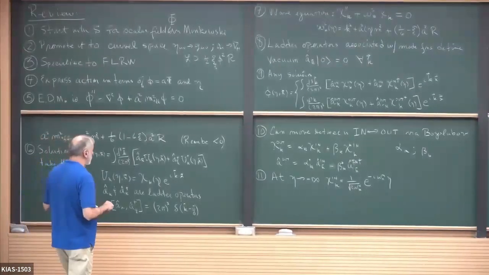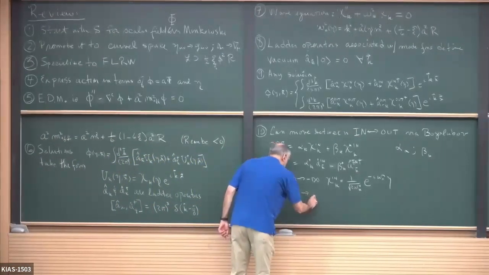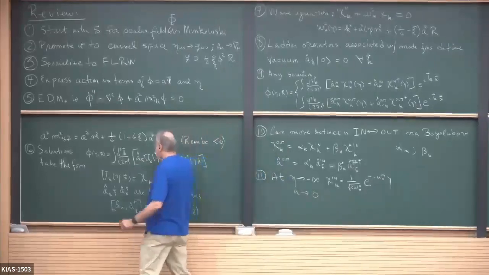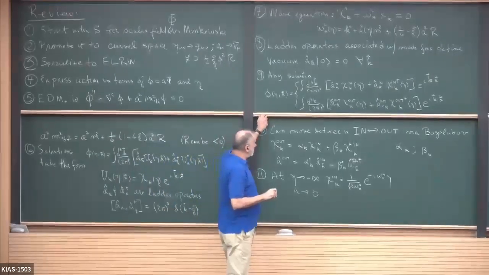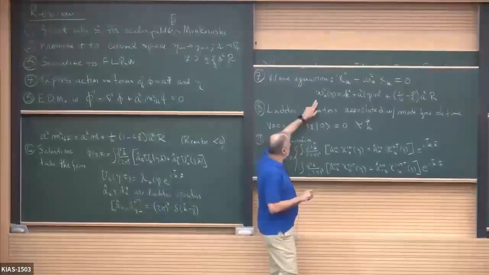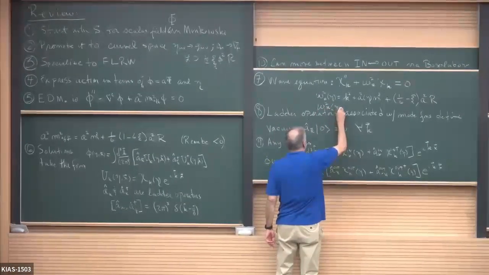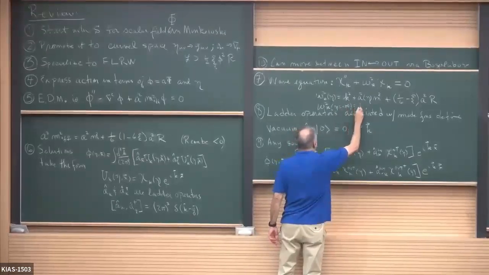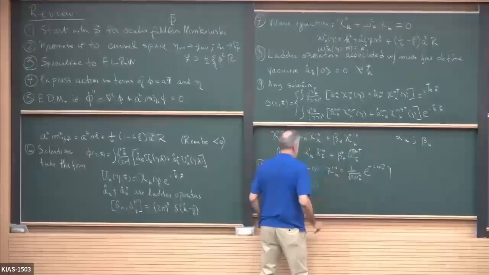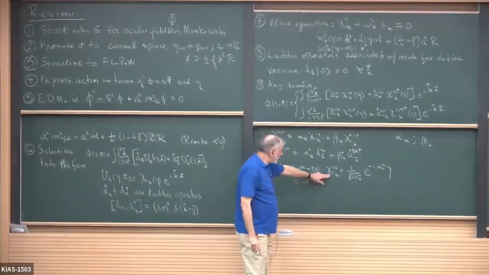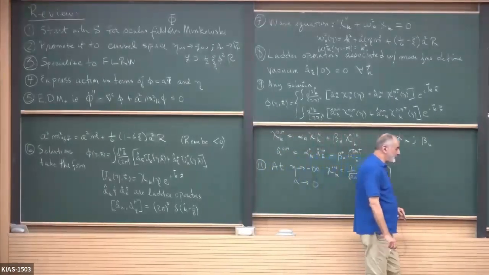And as eta goes to minus infinity, a, the scale factor, goes to 0. So as a goes to 0, where do I have omega squared? As a goes to 0, it just goes to k squared. So for the initial state, it's just going to be 1 over the square root of 2k e to the minus i k eta.